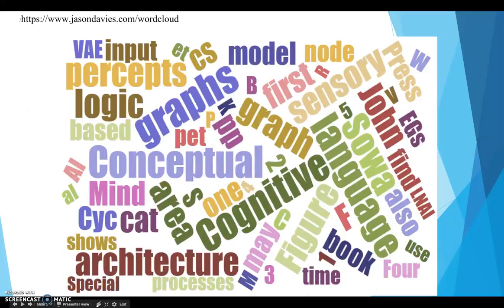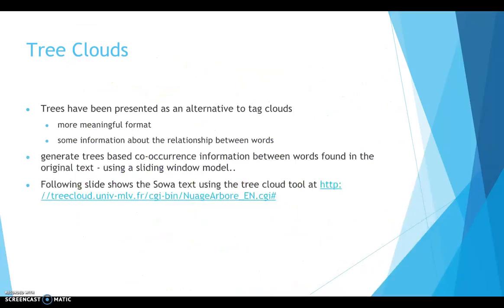So from the SOA text, we obviously see conceptual and cognitive and graphs appearing very large. They must be very frequent words in the text, and the arrangement is quite nice, and the colors go together. Often these tools allow you to choose different themes and colors and arrangements, etc. Now it's a pity that we don't see the links between words, and that's kind of the theme of this workshop.